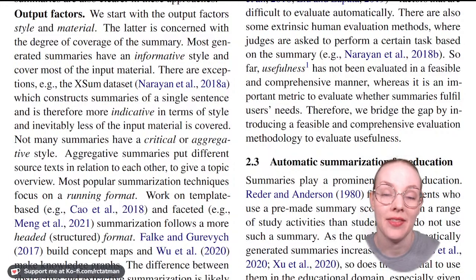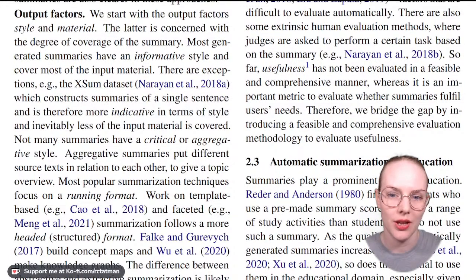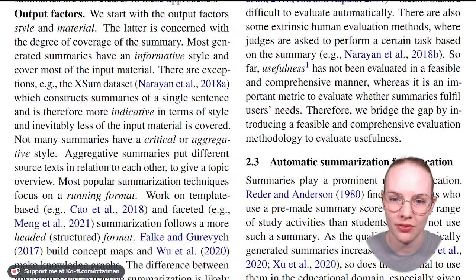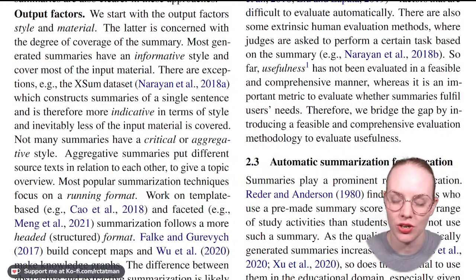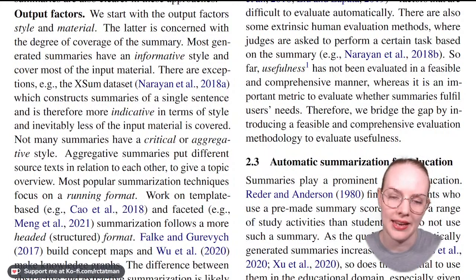All right, and then the output factors. We start with the output factors style and material. The latter is concerned with the degree of coverage of the summary. Most generated summaries have an informative style and cover most of the input material. There are exceptions, e.g. the XSum dataset, which constructs summaries of a single sentence and is therefore more indicative in terms of style, and inevitably less of the input material is covered.